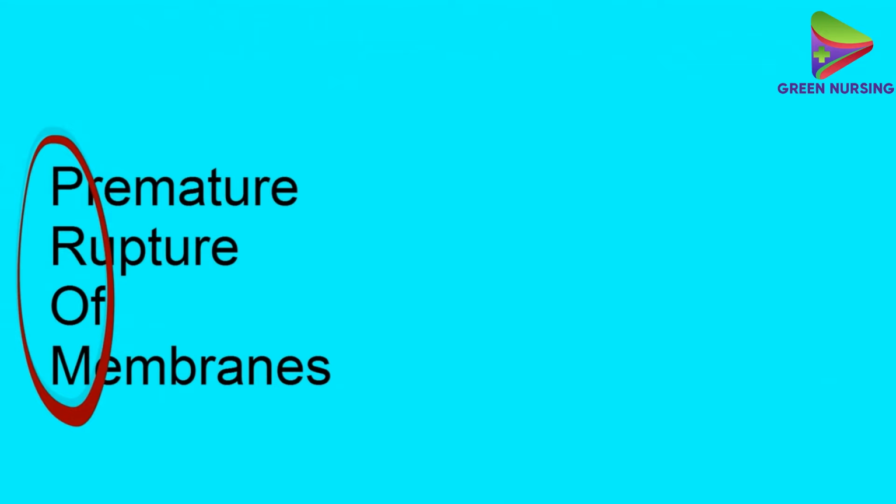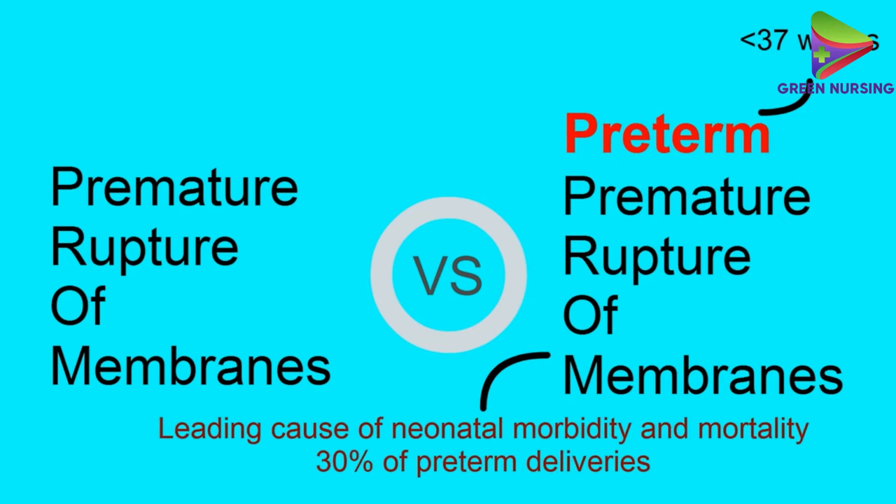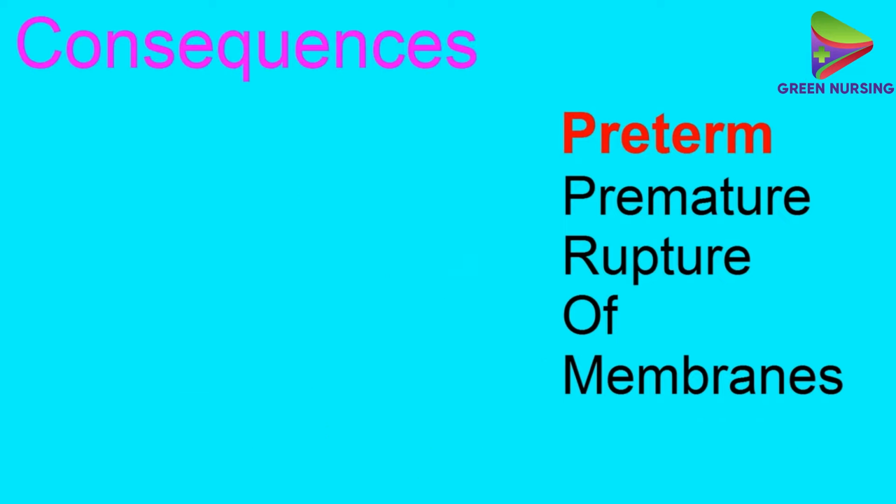PROM is premature rupture of membranes before the onset of labor. PPROM is preterm premature rupture of membranes occurring before 37 weeks estimated gestational age. This is a leading cause of neonatal morbidity and mortality and is associated with 30% of preterm deliveries. The consequences of PPROM depend on the gestational age at the time of occurrence.